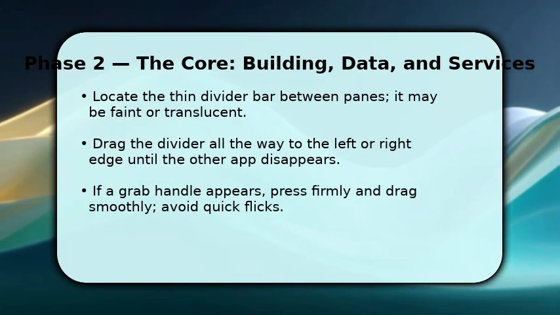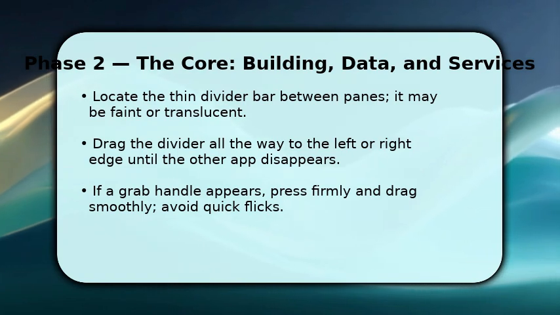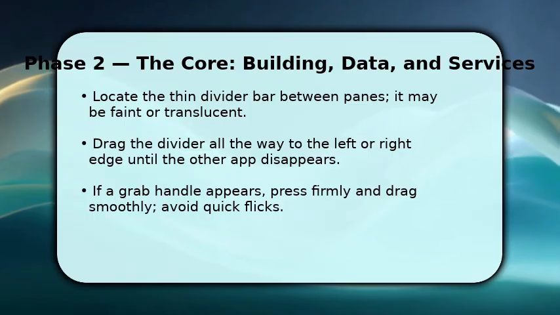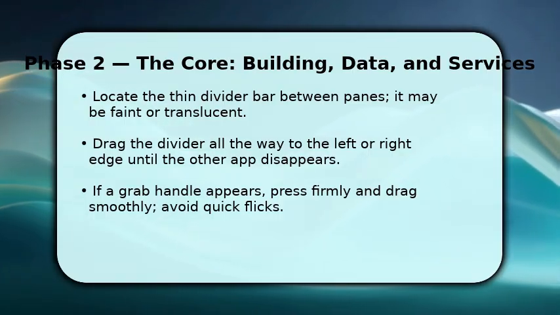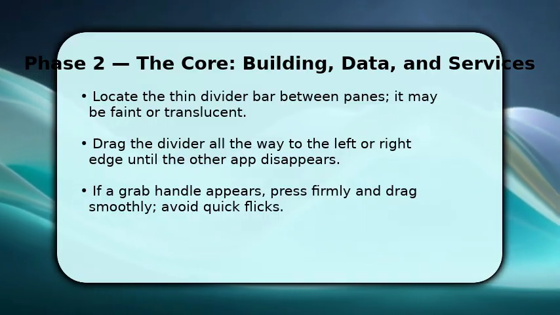Once the divider is engaged, continue with controlled motion. Press and drag the handle steadily toward the edge of the screen where the app you want closed sits. You should see that app shrink and then disappear as the primary app expands. Make sure to reach the very edge of the display. Stopping short will leave both apps visible.